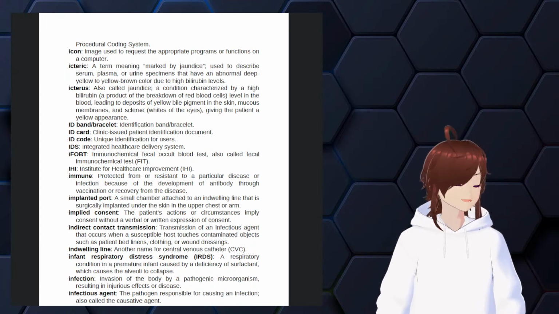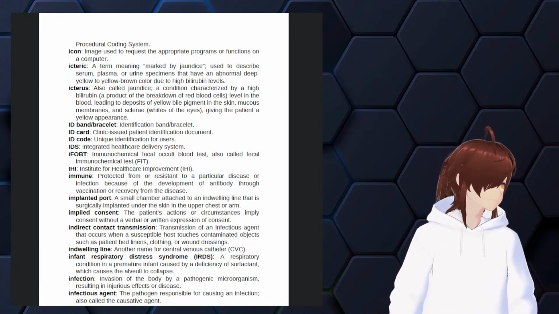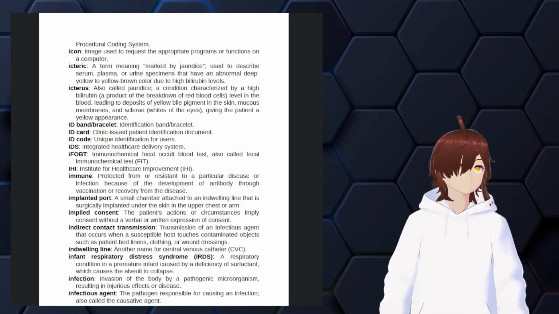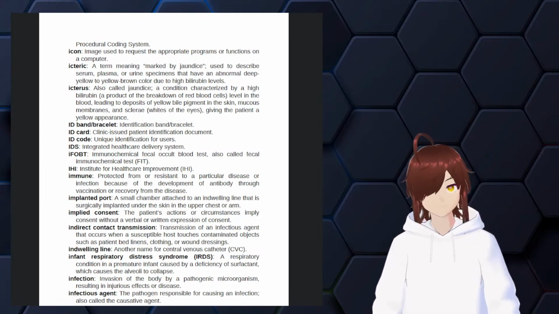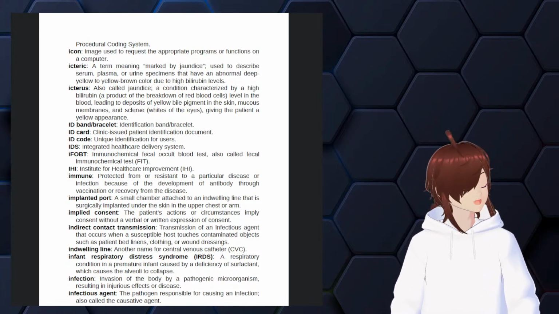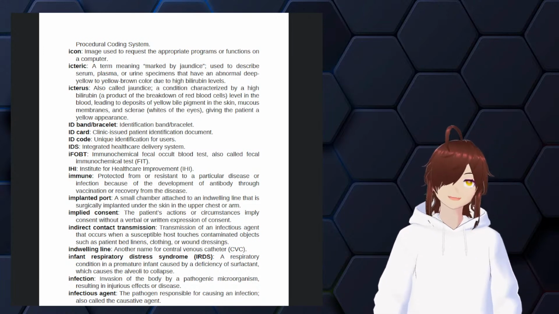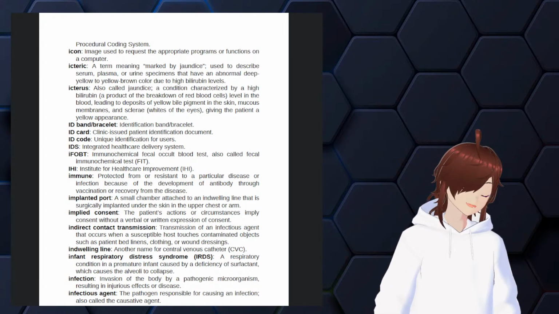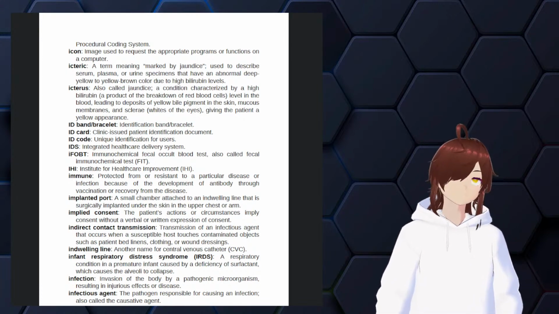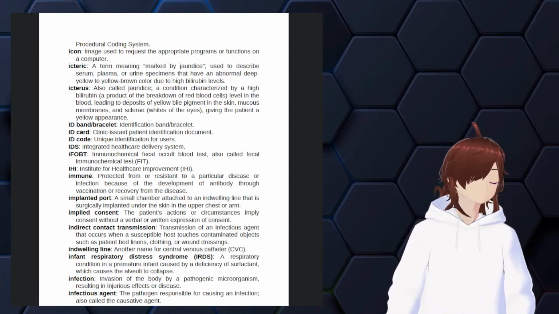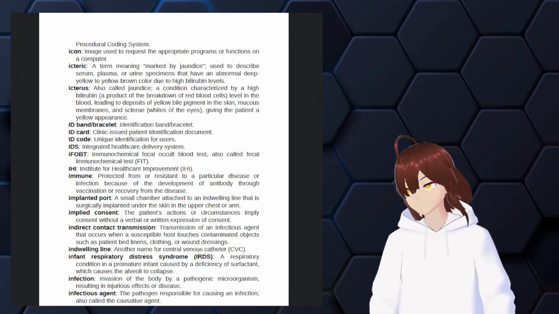Icteric, a term meaning marked by jaundice, used to describe serum, plasma, or urine specimens that have an abnormal deep yellow to yellow-brown color due to high bilirubin levels. Icterus, also called jaundice, a condition characterized by a high bilirubin, a product of the breakdown of red blood cells, in the blood, leading to deposits of yellow bile pigment in the skin, mucous membranes, and sclerae, whites of the eyes, giving the patient a yellow appearance.